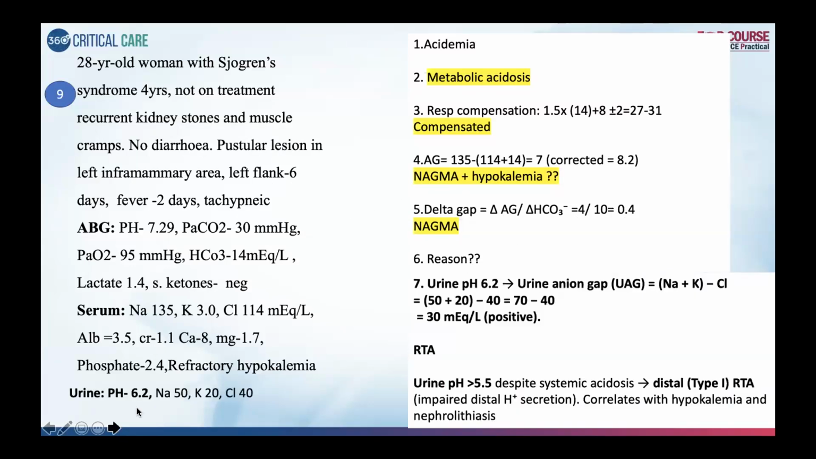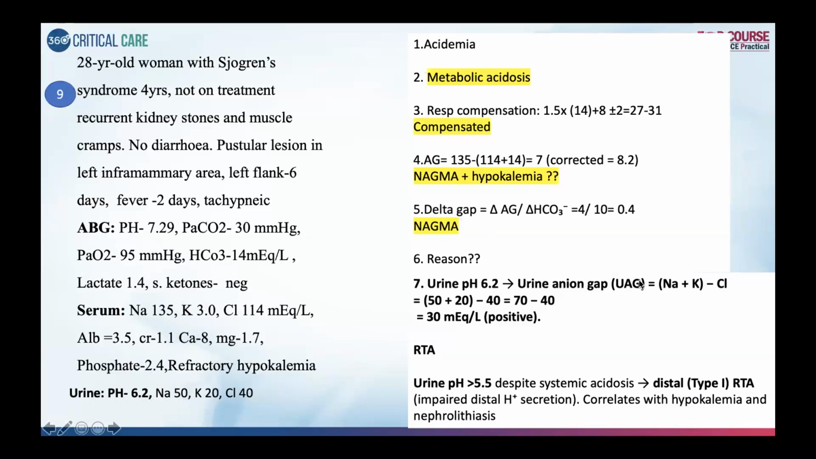So there is a stepwise approach. When you don't find any obvious reason and there is no obvious renal dysfunction, it's almost normal for this patient, so you ask for urine electrolytes and pH. The urine pH is 6.2. Urine sodium is 50, potassium 20 and chloride 40.